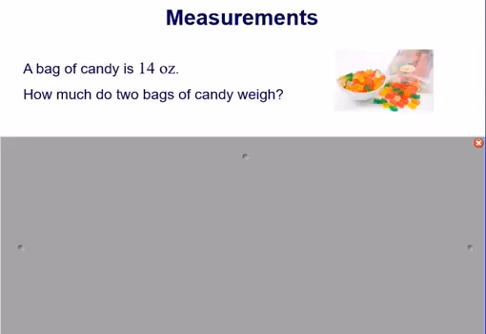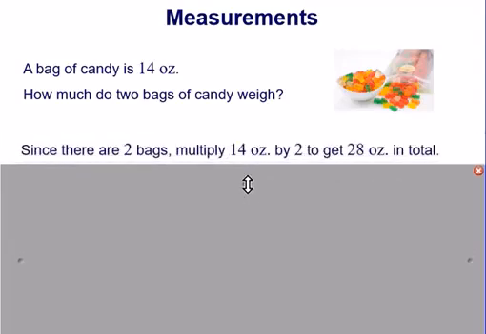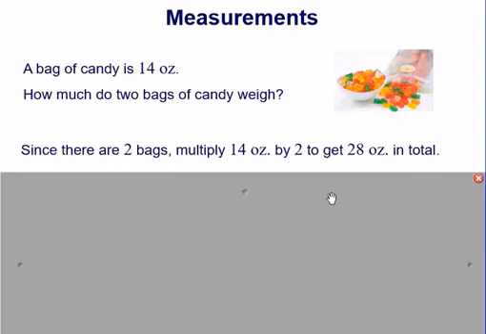Here's another example though. A bag of candy is 14 ounces. How much do 2 bags of candy weigh? So since there are 2 bags, we're going to multiply 14 ounces, because that's the amount that the candy bag weighs, by 2. Well, 14 times 2, we get 28 ounces in total.